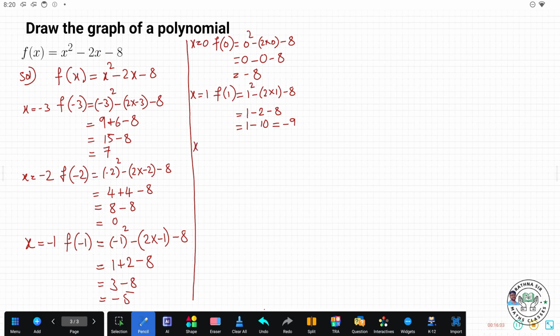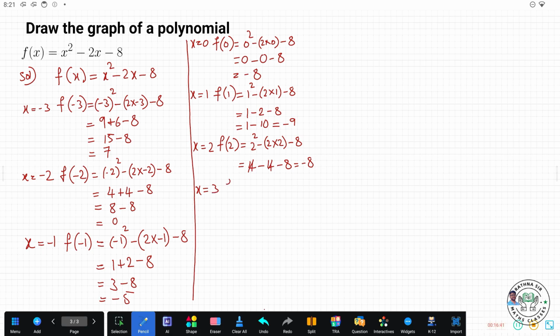Next we'll take x is equal to 2, f of 2. So 2 square minus 2 into 2 minus 8, right? So 2 square is 4, minus 2 into 2 is 4, minus 8. So plus 4 and minus 4, if you cancel, remaining is minus 8. So we'll take x is equal to 3.